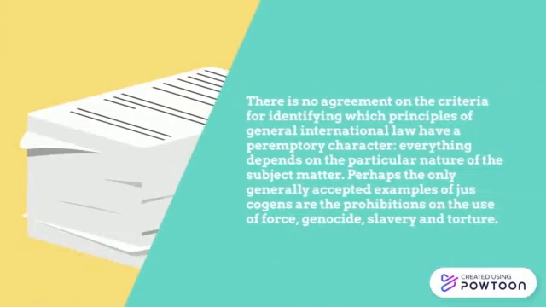There is no agreement on the criteria for identifying which principles of general international law have a peremptory character. Everything depends on the particular nature of the subject matter. Perhaps the only generally accepted examples of jus cogens are the provisions on the use of force, genocide, slavery, and torture.